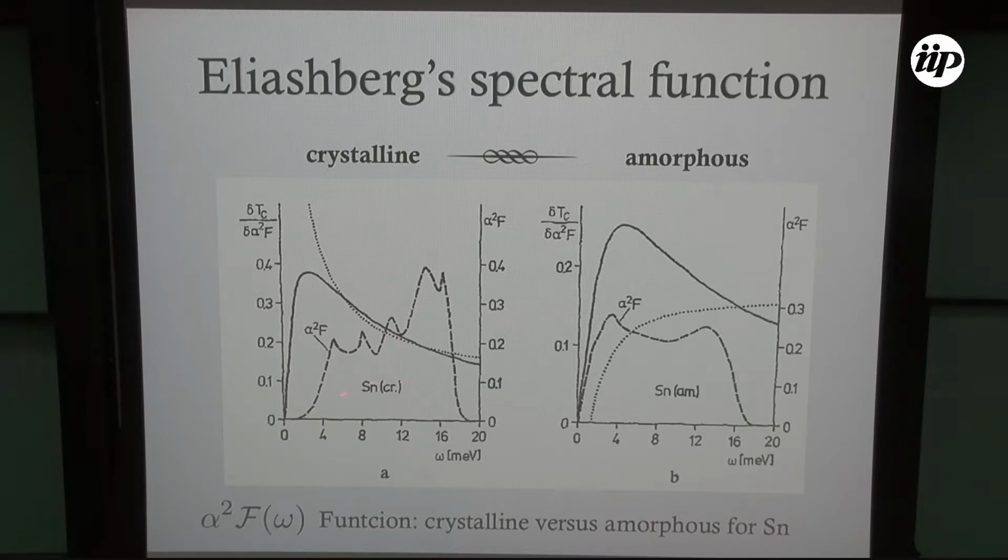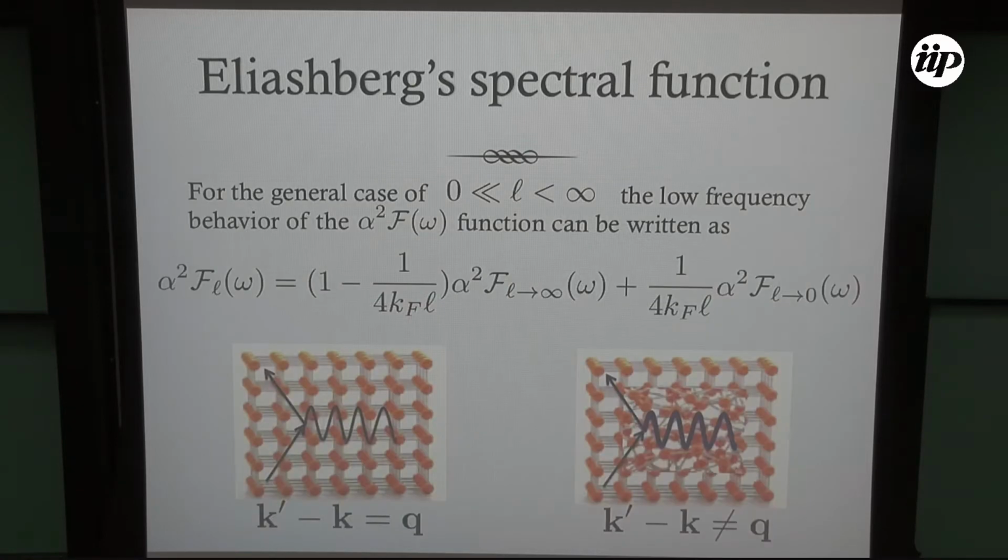If you get tin, this dotted line is just the Eliashberg spectral function. For the crystalline case on the left and the amorphous case on the right, you see that indeed you can fit very well here. It's quadratic here at low frequencies, while here it's pretty much linear at low frequencies. So amorphization transfers spectral weight to low frequencies. We have an analytic expression, and for large but finite L, we can split the spectral function in a contribution which is omega squared, a clean contribution, and an amorphous contribution. So we have two scattering channels for the electrons.